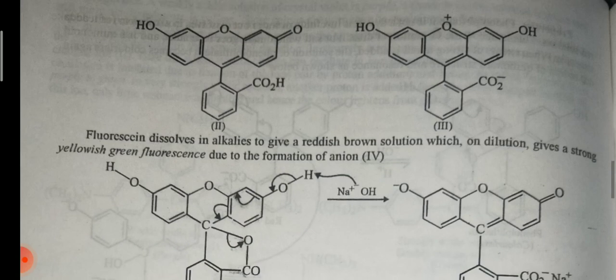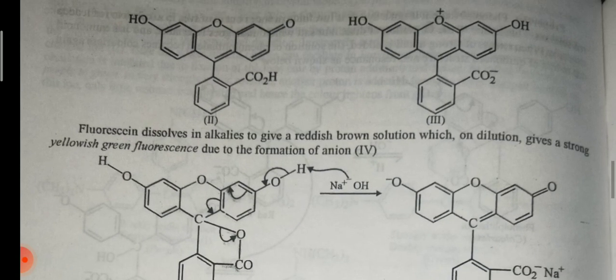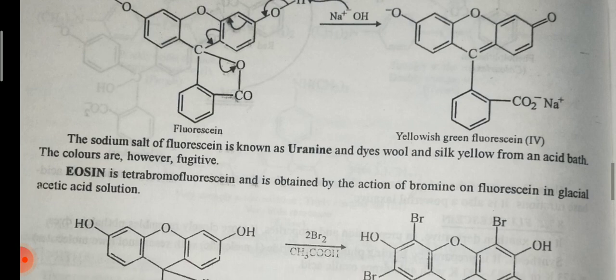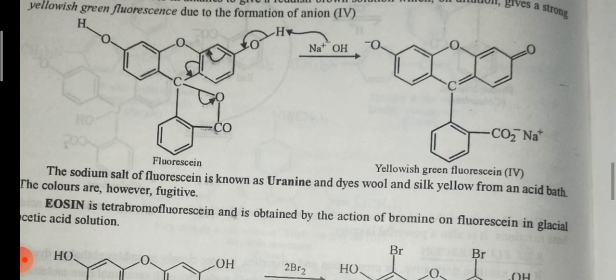Fluorescein dissolves in alkalis to give a reddish brown solution which on dilution gives a strong yellowish green fluorescence due to the formation of anion 4. The sodium salt of fluorescein is known as uranine and dyes wool and silk yellow from an acid bath. The colors are however fugitive.